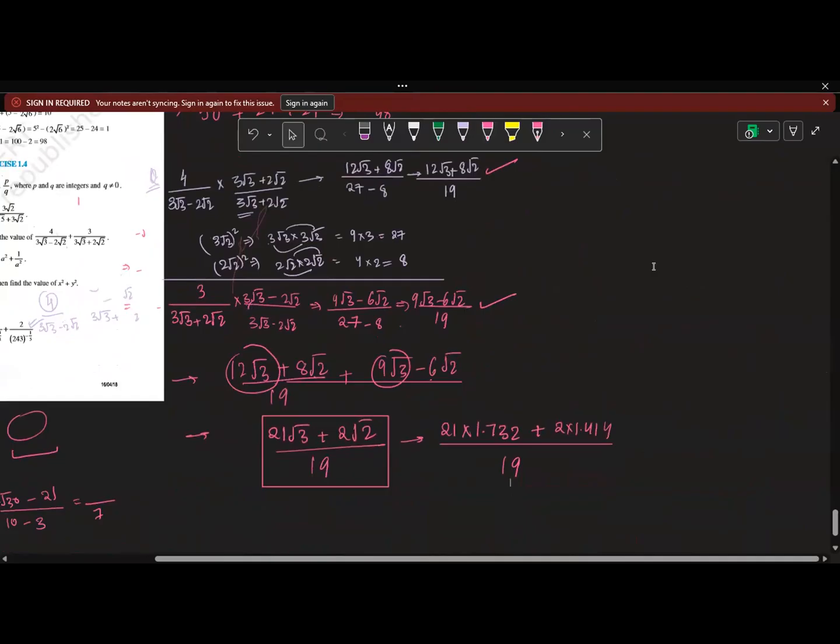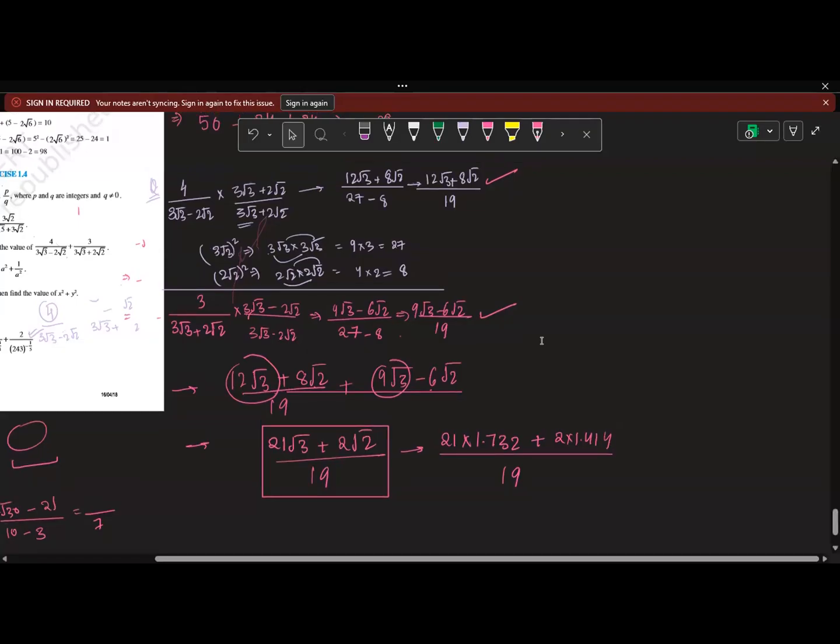Ma'am, I got the answer minus 3.27. The answer can't be minus. The answer will be plus. There is no minus sign in the equation, right? Oh, yeah. Taken, children. Shall I move to the next question now?